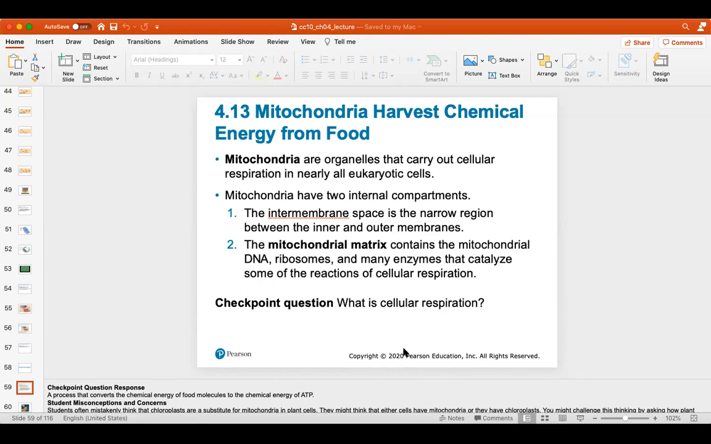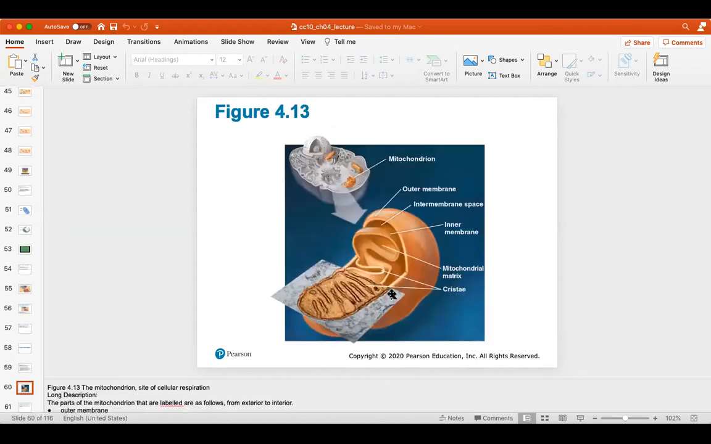And the mitochondria have two internal compartments to them. They have an intermembrane space, which is a narrow region between the inner and outer membranes. And then they have a mitochondrial matrix, which contains the mitochondrial DNA, ribosomes, and many enzymes that catalyze some of the reactions of cellular respiration. So here's a look at the structure of mitochondria, the outer membrane and the inner membrane. And between the two is this intermembrane space. And then within the inner membrane, we have what we call the mitochondrial matrix. And the inner membrane makes these folds called cristae.